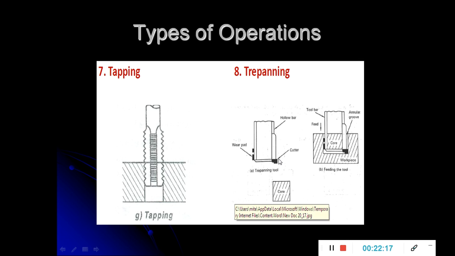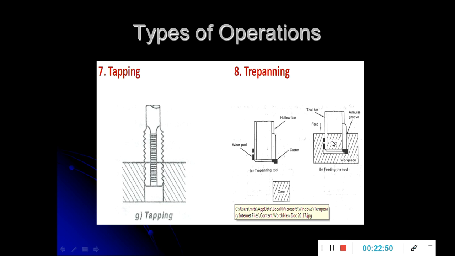Let me explain. This is known as the trepanning tool. The trepanning tool has a hollow bar here, and this is the cutter. Suppose this is the workpiece, and you want to remove the material from this area by keeping this core as it is. For this you use the trepanning operation. This tool is fed against the workpiece. The tool is continuously rotating and is inserted into the workpiece.